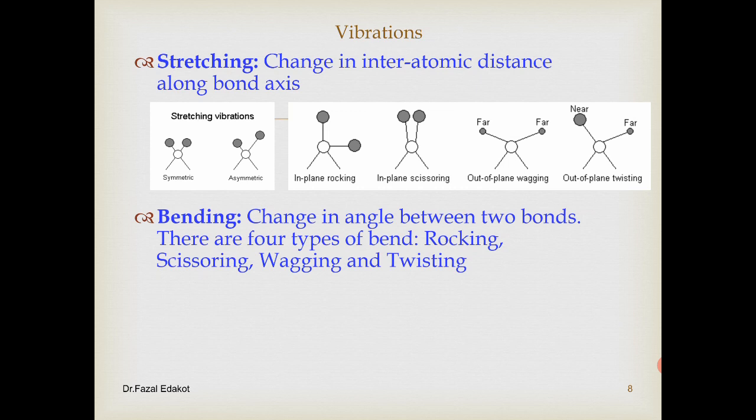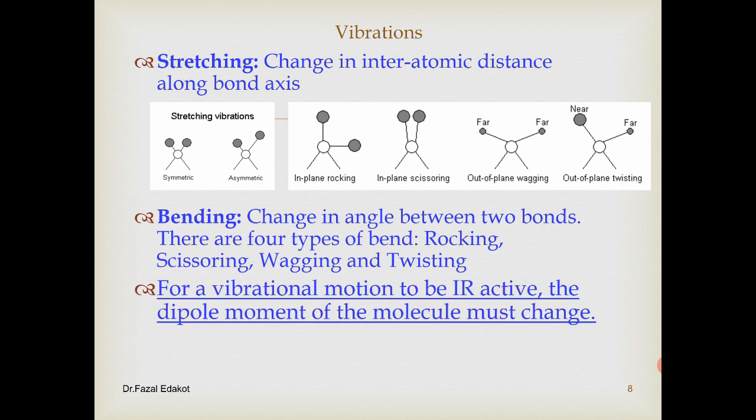Bending means there is a change in angle between two bonds. There are four types of bends: rocking, scissoring, wagging, and twisting. Then, for a vibrational motion to be IR active, the dipole moment of the molecule must change. So, you have learned about dipole moment. What is dipole moment? We just discussed it.